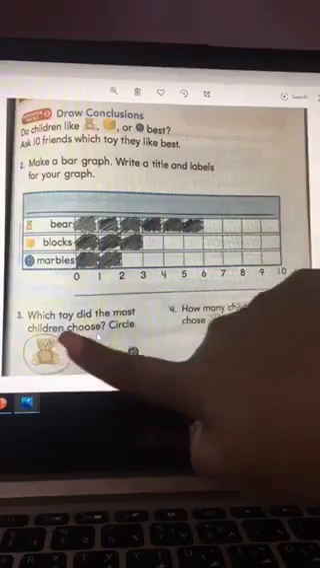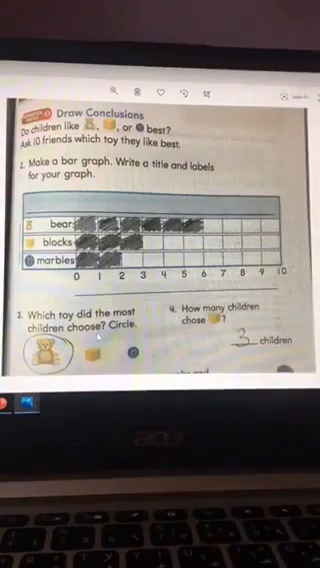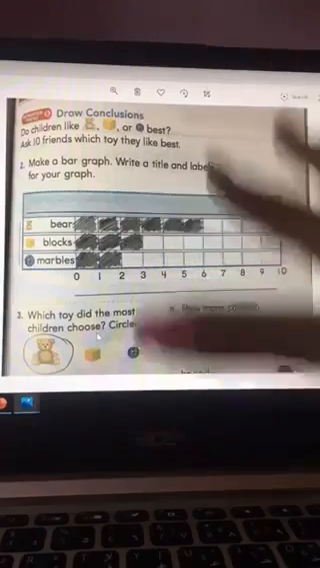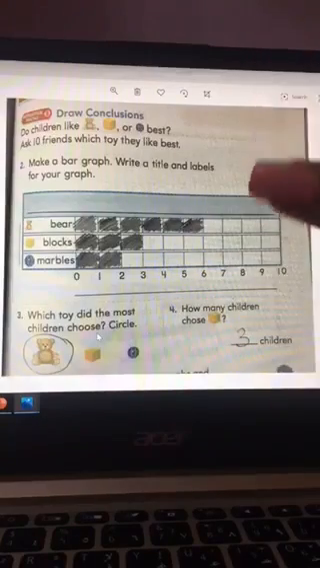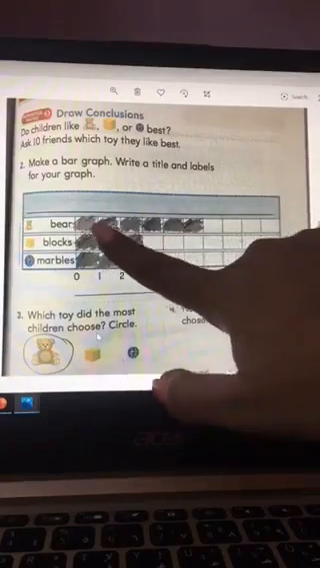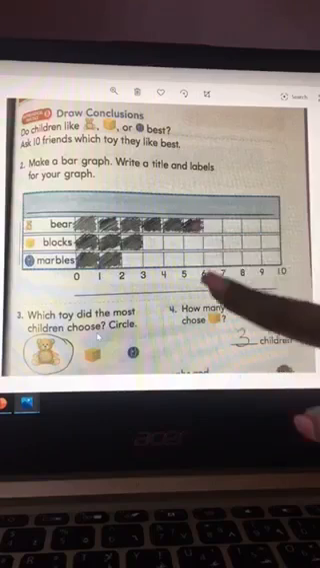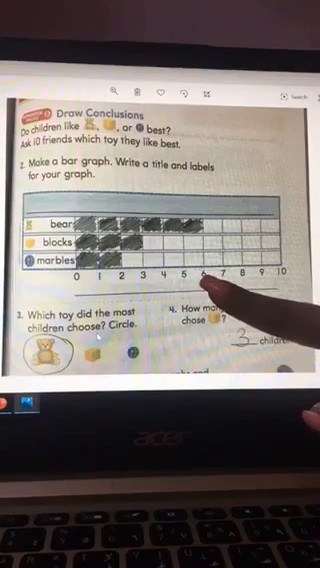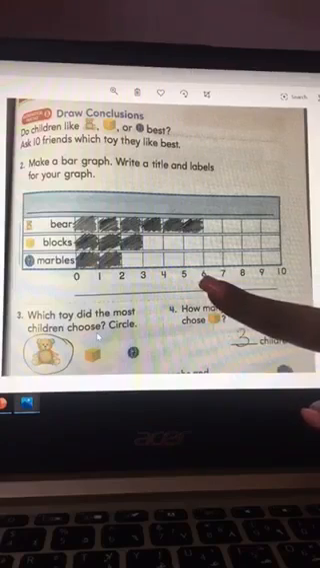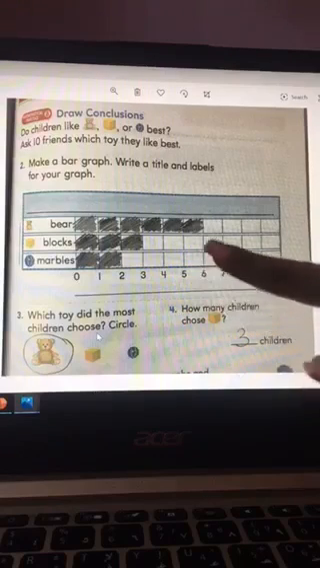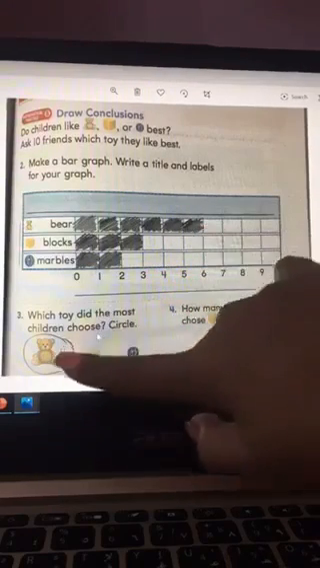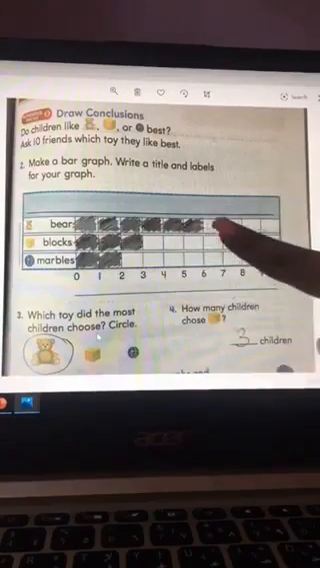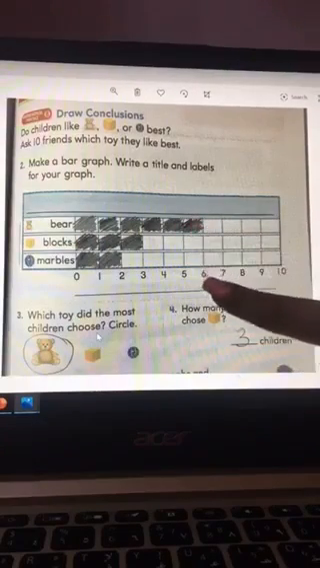So the question here is, which toy did the most children choose? So I'm going to look for the biggest number in my bar graph. Okay, the tallest bar reaches or ends at number 6. So the most children choose what? Choose the bear. So I'm going to circle bear, because the bar here ends at 6.